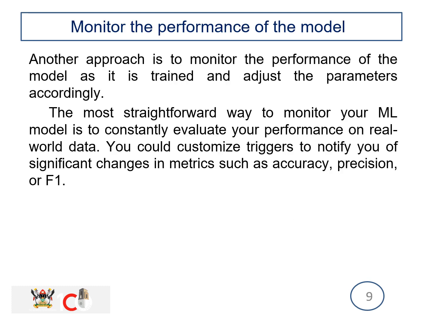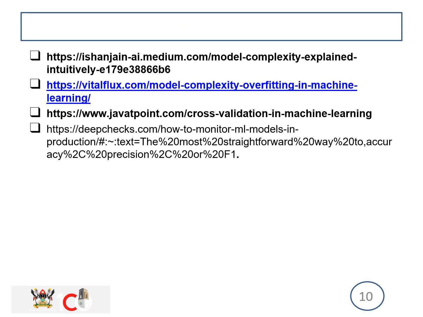Another approach is to monitor the performance of the model as it is trained and adjust the parameters accordingly. The most straightforward way to monitor your ML model is to constantly evaluate your performance on real-world data. You can customize triggers to notify you of significant changes in metrics such as accuracy, precision, or the F1 score.